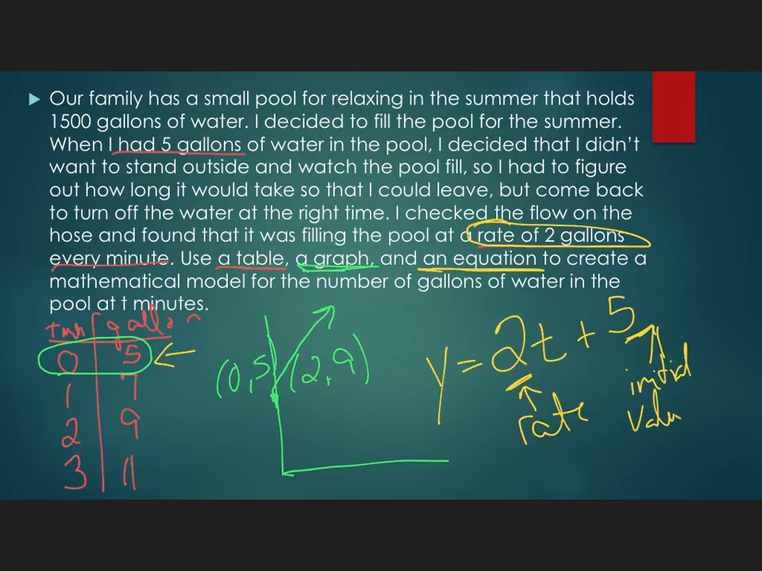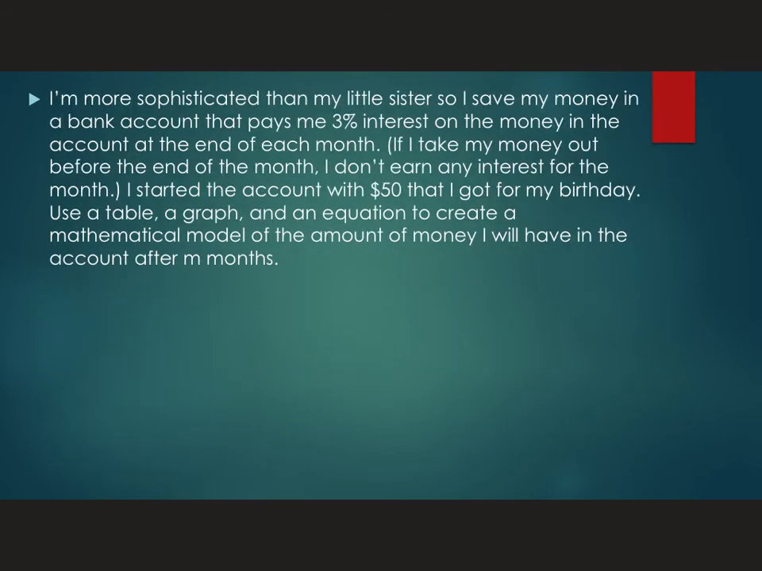So let's look at another situation. I'm more sophisticated than my little sister. So I save my money in a bank account that pays me 3% interest on the money in the account at the end of each month. If I take my money out before the end of the month, it doesn't earn any interest for the month. So I started the account with $50 that I got for my birthday. Use a table, a graph, and an equation to create a mathematical model of the amount of money I will have in the account after M months.